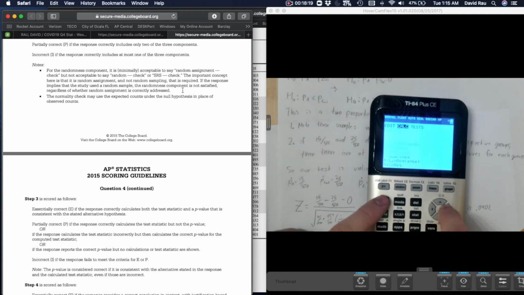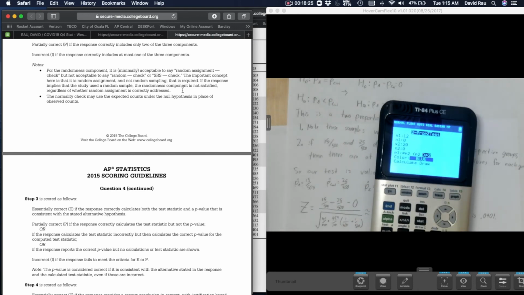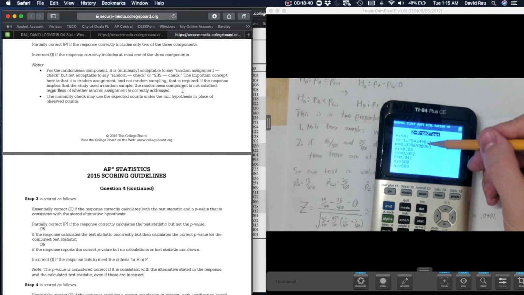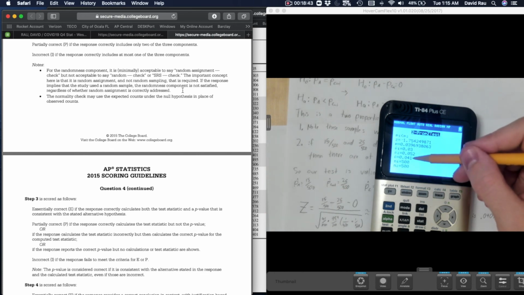Because you can go to stat, tests, 2 proportion z-test, just in case you forgot what it was. x1 was 15, out of 500. x2 was 26, out of 500. And we're testing that the first is less than the second. And look at that, we're done. They give you the z-value, they give you the p-value, and they even give you this one right here, the P of C, so they even calculate that for you if you didn't know you needed to. So really time saving.